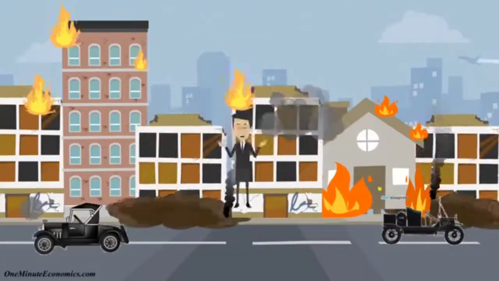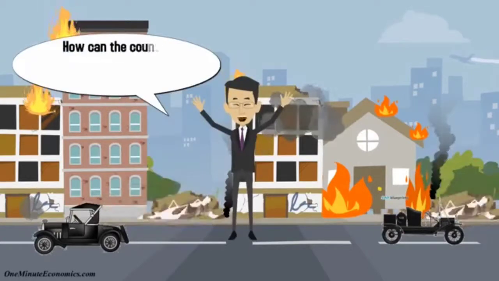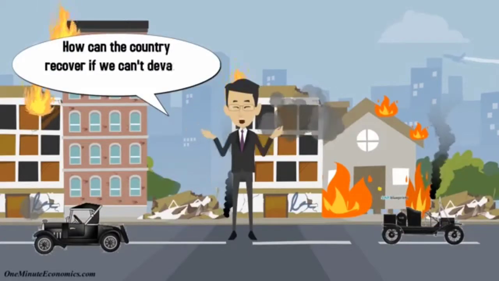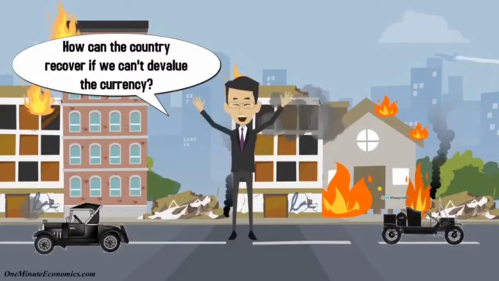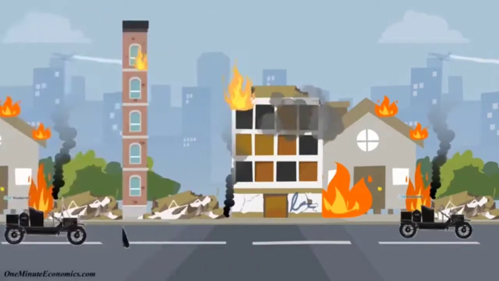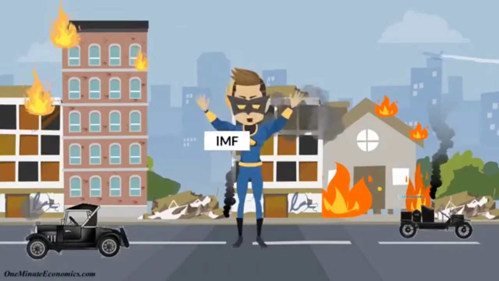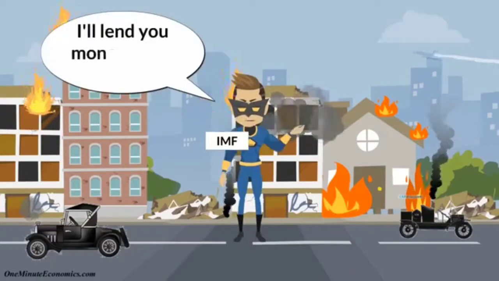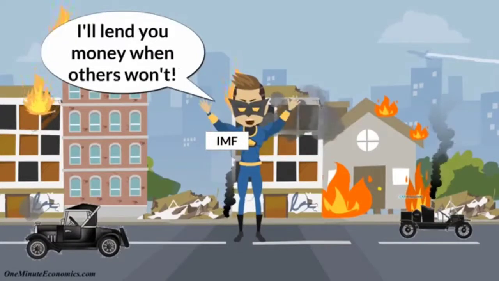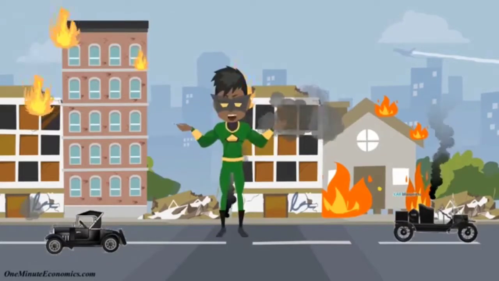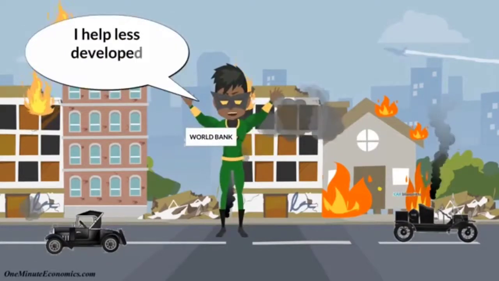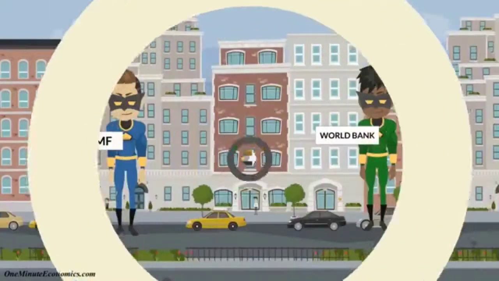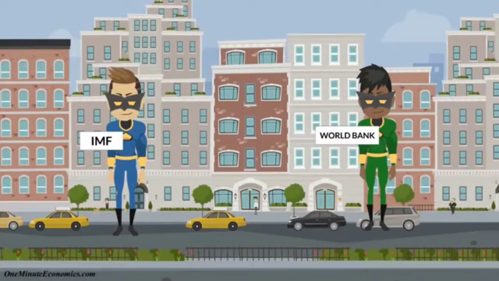One important concern arose, though. If a country goes through an economic crisis, how can it get out of it without devaluing its currency? To address this issue, two institutions were created. One, the International Monetary Fund, which was supposed to lend money to countries that are in trouble and cannot attract financing from other sources. Two, the International Bank for Reconstruction and Development, which is now called the World Bank and was supposed to help less developed countries grow.